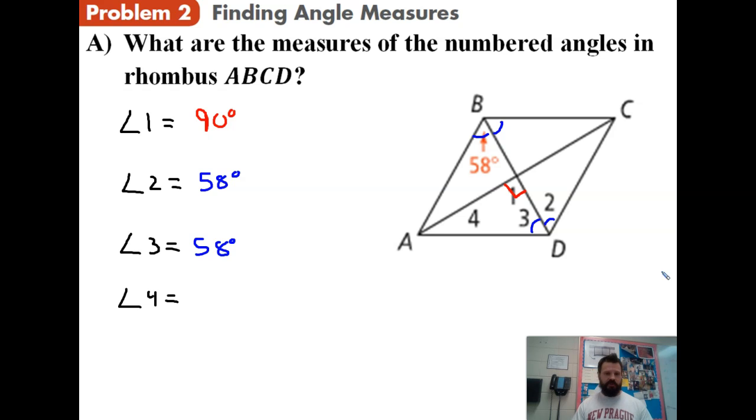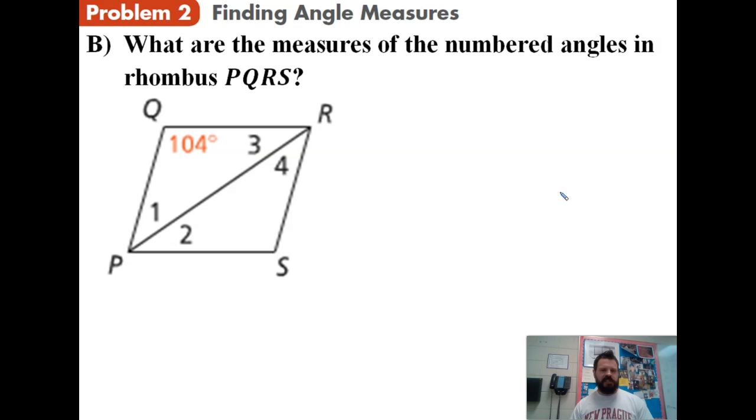And then from there, what I can do to find angle 4 is look at this triangle on the bottom of my rhombus. Angle 4 is one of its angles, and I already know the other two. So for angle 4, I can just take 180 and subtract the 90 for angle 1 and subtract the 58 for angle 3. So 180 minus 90 minus 58 will give us 32 degrees for angle 4. All right, so that's an example of how we can use our diagonal properties of a rhombus to piece together what the missing angles are.